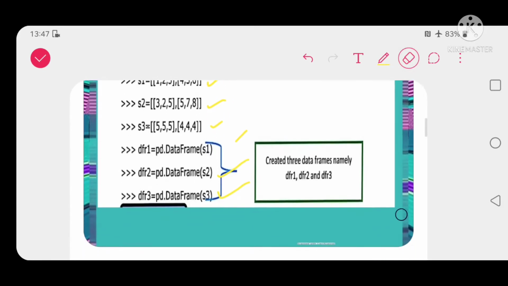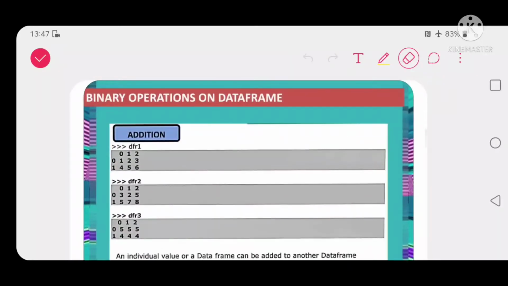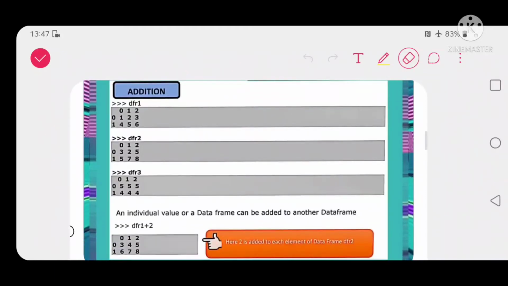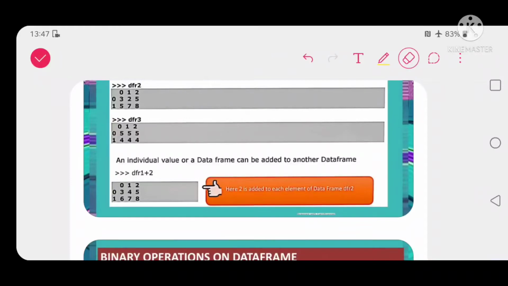Next is, first I am taking the addition. You can see here all the frames displayed: DFR1, DFR2 and DFR3, which we have created in the previous slide. For example, the first operation I am discussing here is DFR1 plus 2. DFR1 plus 2 means I am adding 2 to the frame. This is called addition of a scalar value to the data frame.